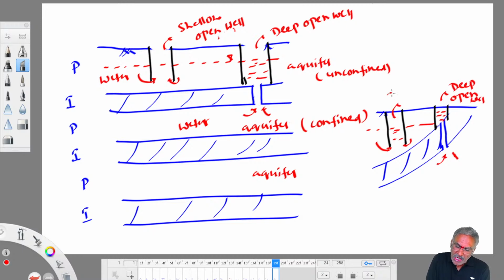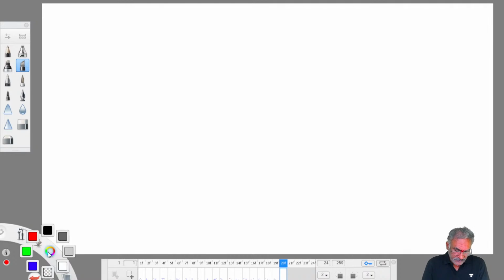So depth wise if you compare, this is the deep open well and this is the shallow open well. It is not based on depth. Sometimes shallow open wells may be deeper than deep open wells. It is the way it collects water. Shallow open wells collect water from the top aquifer surrounding them, whereas a deep open well rests on impervious strata and collects water from the aquifer lying below the impervious strata. So that's the difference between shallow and deep. Okay.